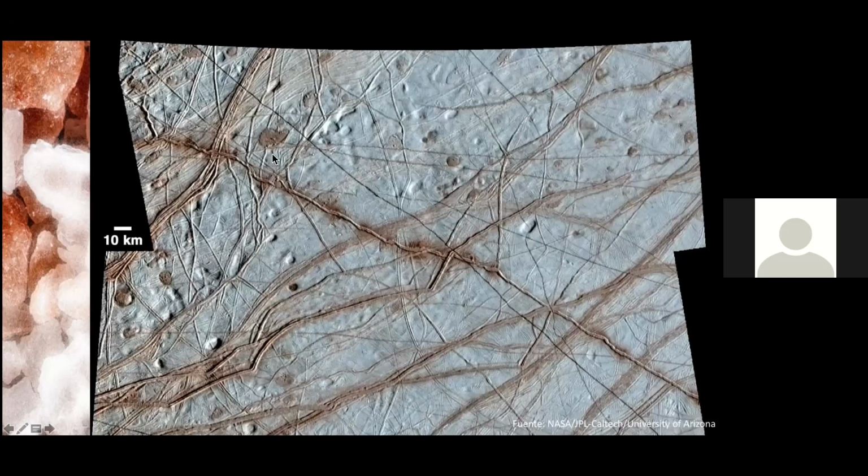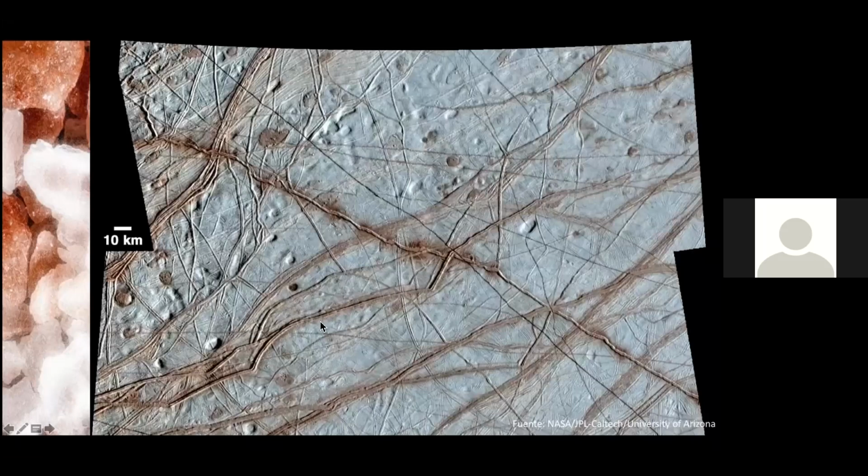For example, these rounded features called lenticulae. You see that sometimes these features are related to these red materials and have topographical relief, negative relief, and other times you have these rounded features, but they have a positive relief.